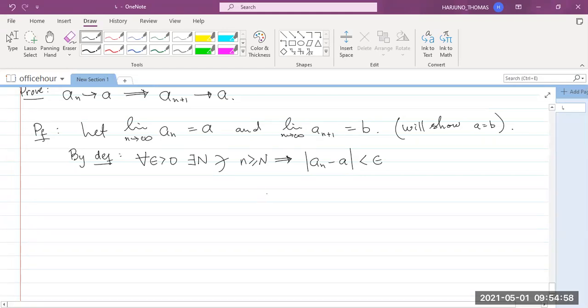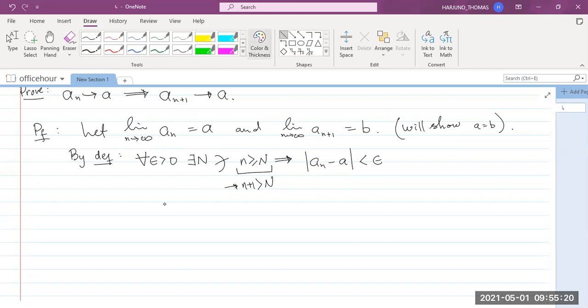Of course, when n is greater than capital N, it implies n plus 1 is also greater than N, right? In fact, that's strictly greater than N. When you say a capital N, you mean it's just like a bigger number, a very big number for which that holds.